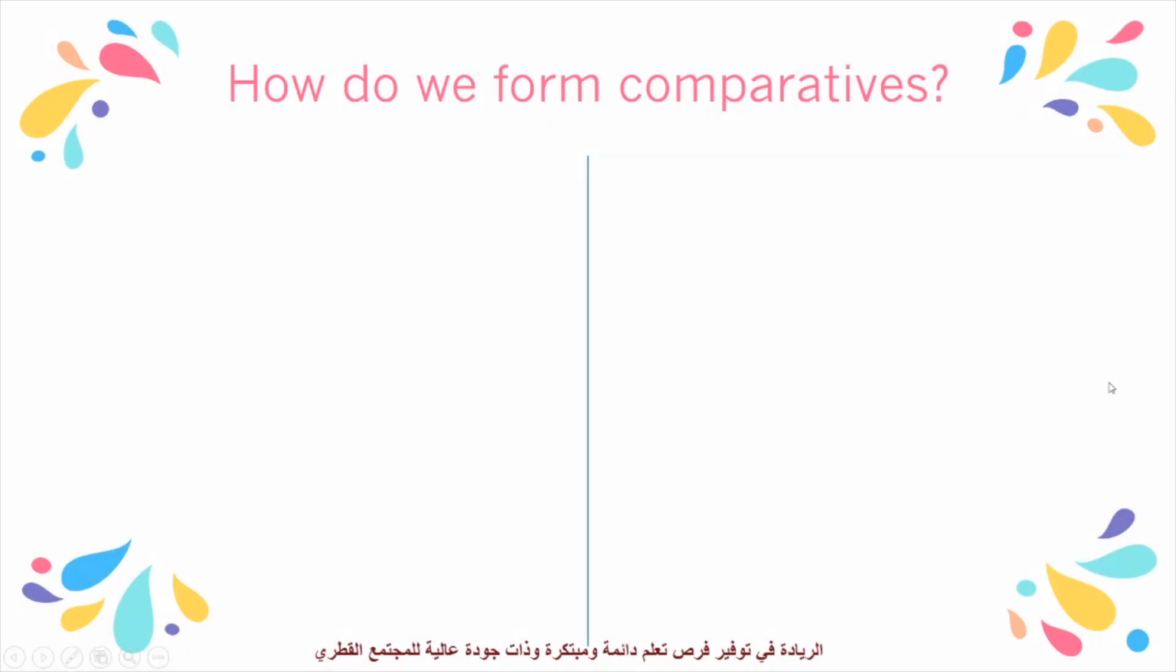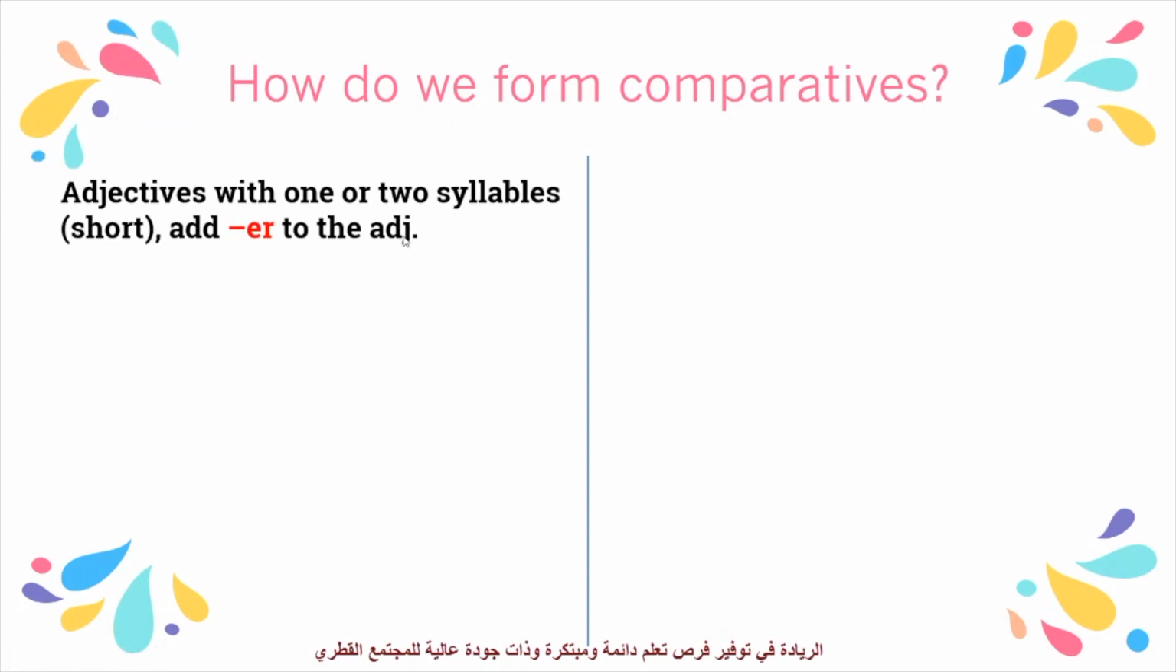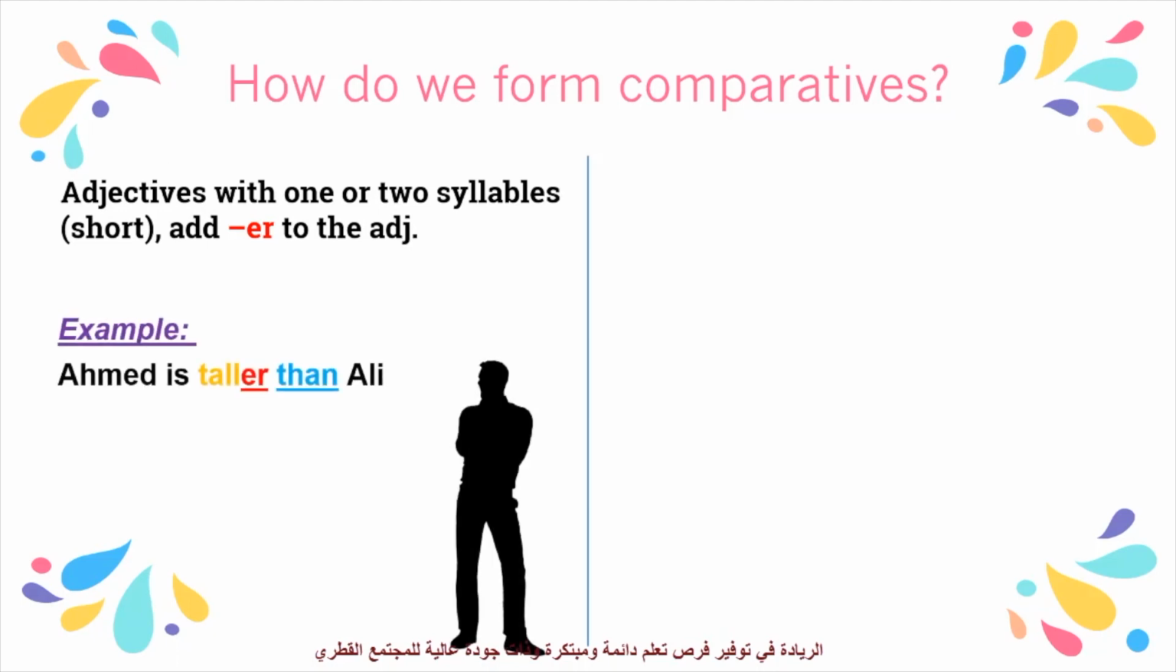How do we form comparatives? For short adjectives with one or two syllables, we just add ER to the adjective. For example, Ahmed is taller than Ali. Here we have the adjective tall, then we added ER followed by the word than.